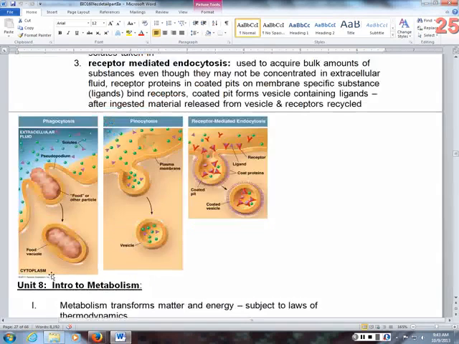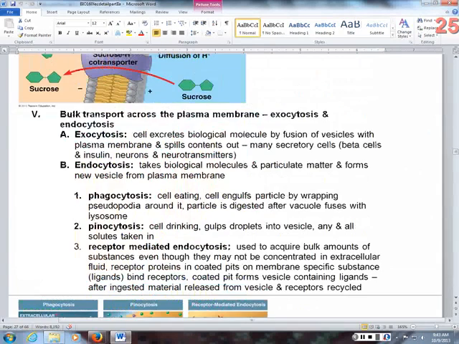Oh, yeah, we're almost done. So bulk transport. Sometimes we want to move things that are bigger across the plasma membrane, and they're not going to be able to just go through a transport protein in there. So this is when we do endocytosis and exocytosis.